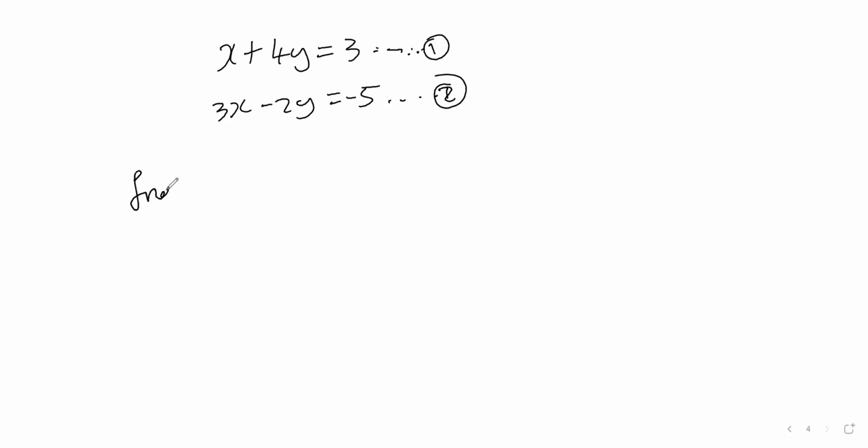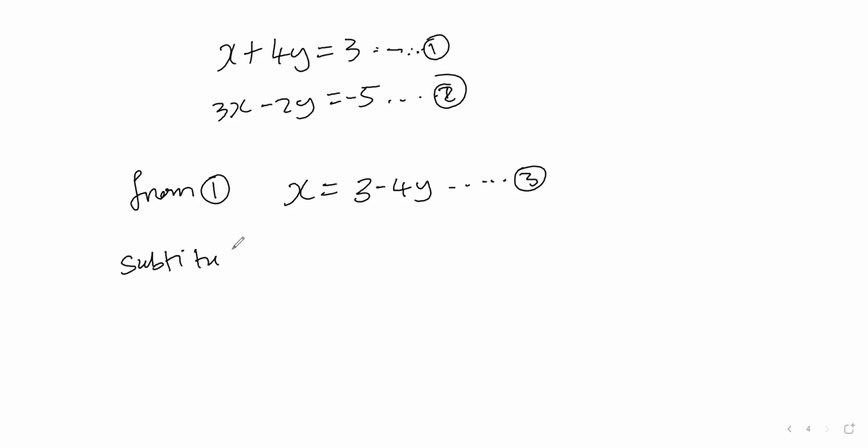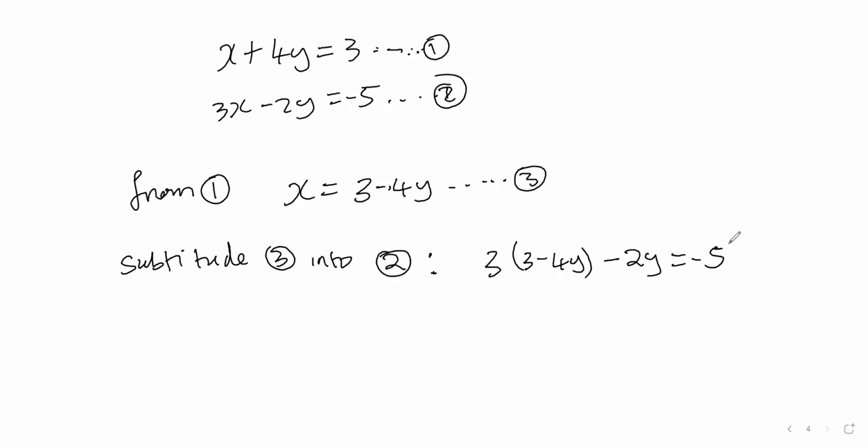So from equation 1, if we solve for x, isolating x, x will be 3 minus 4y. Let's call this equation 3. Now substitute equation 3 into equation 2. We get 3 times, where our x is now 3 minus 4y, we're substituting, minus 2y equals minus 5.